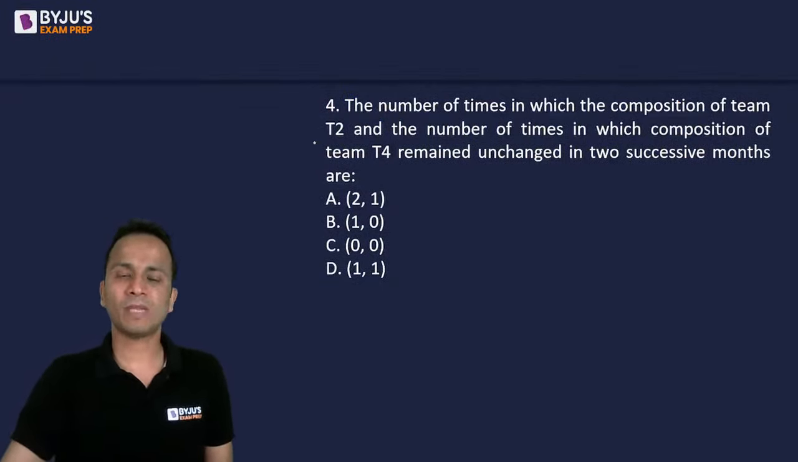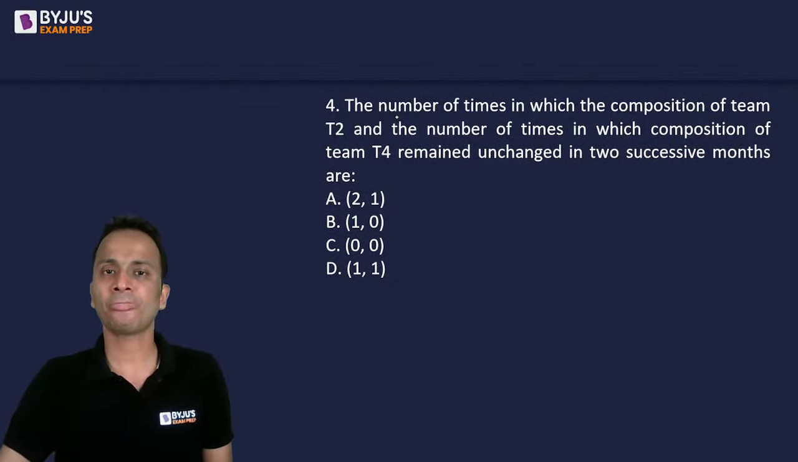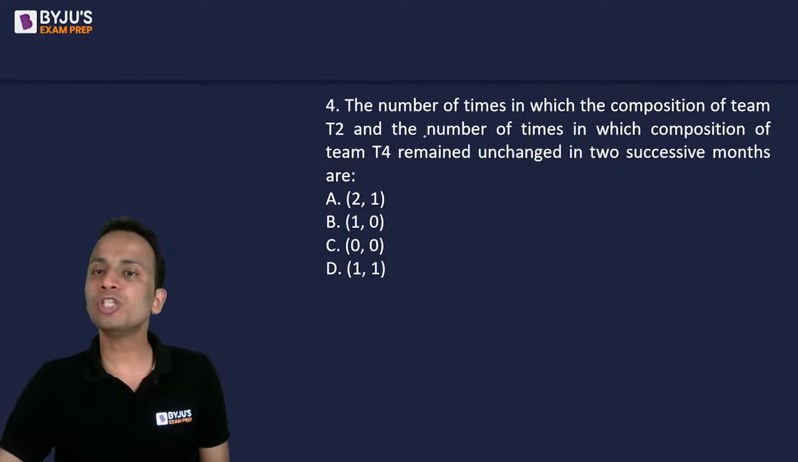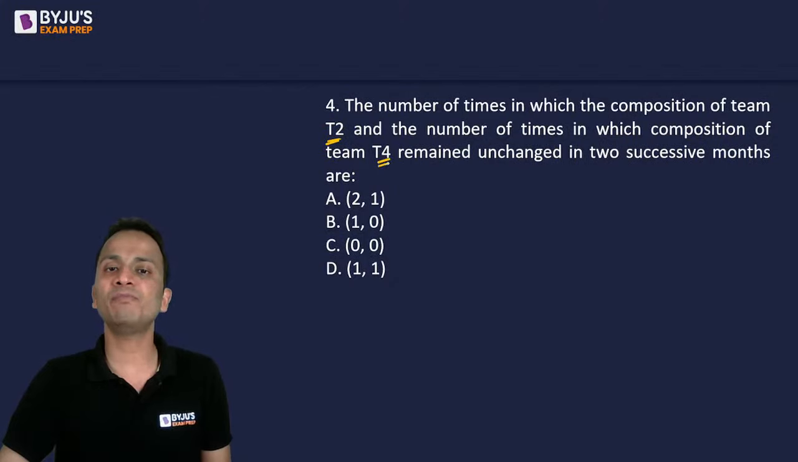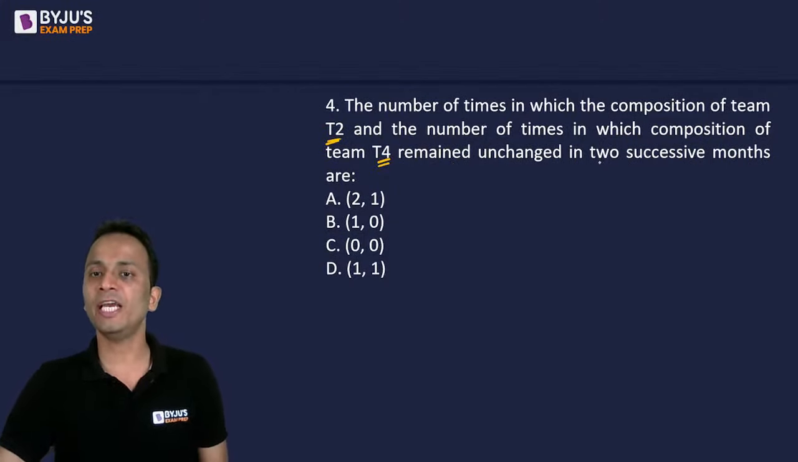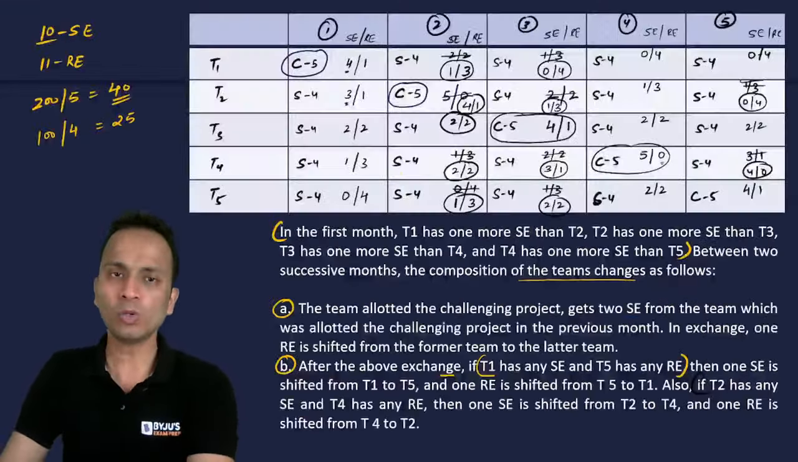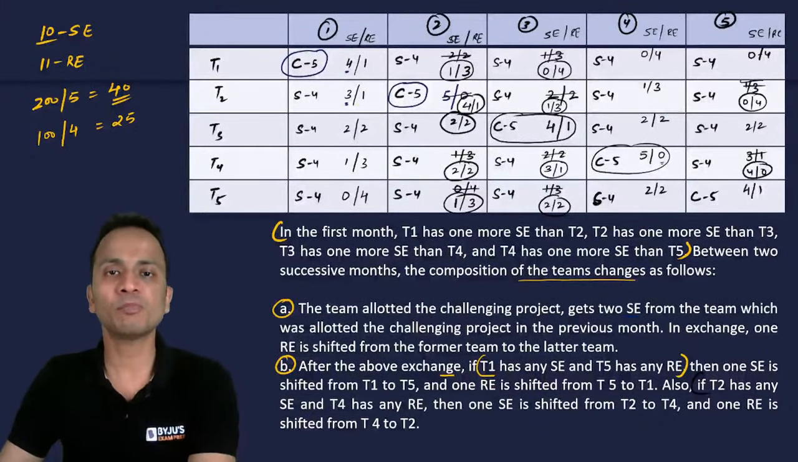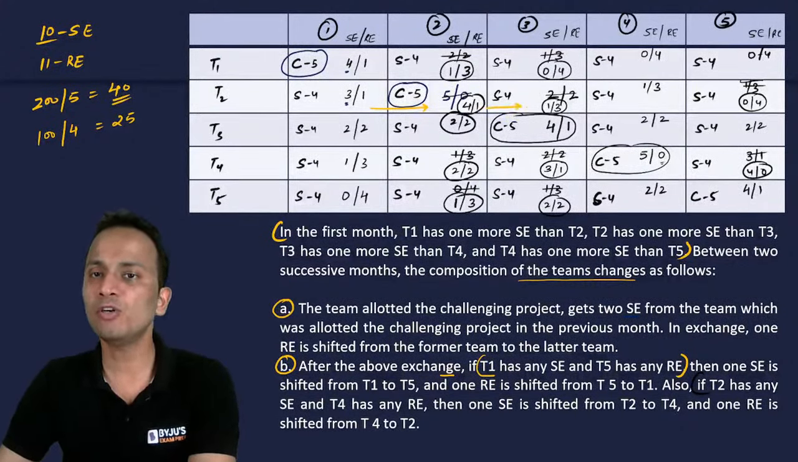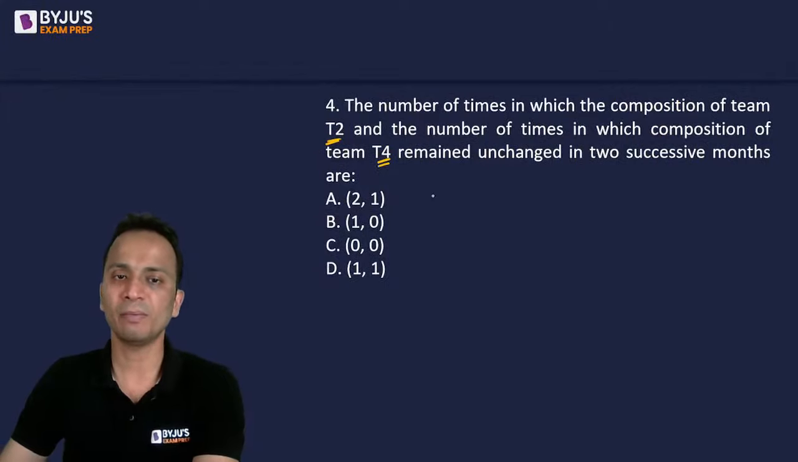First question. Now the questions will be easy, we have already spent the time. The number of times in which the composition of team 2 and the number of times in which the composition of team 4 remained unchanged in 2 successive months. So let's look at team 2. Team 2 from first month to second month it has changed. From second to third it has changed. From third to fourth it has remained same. And then fourth to fifth it has changed. So for T2 there is only 1 month.